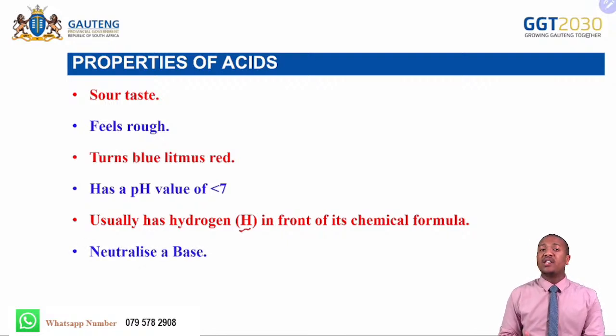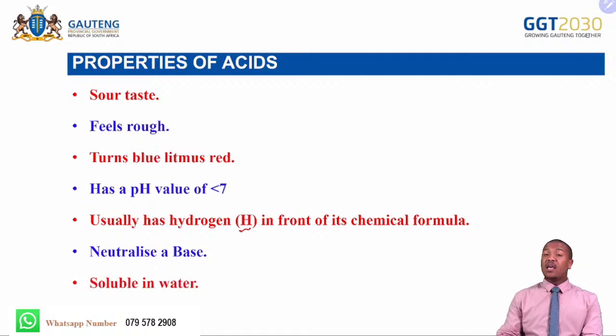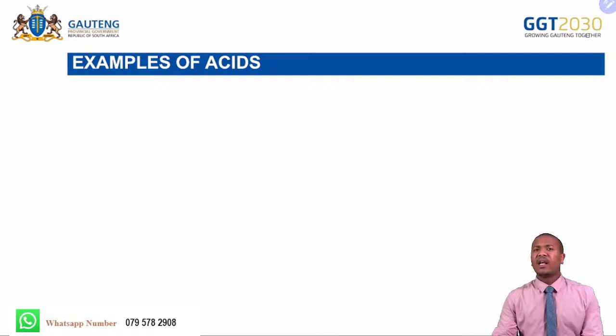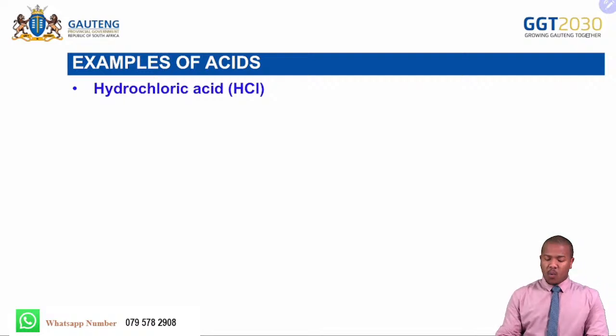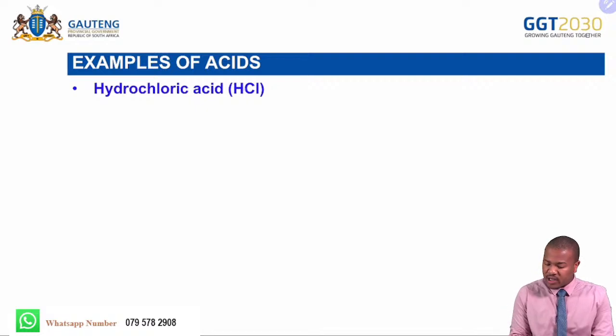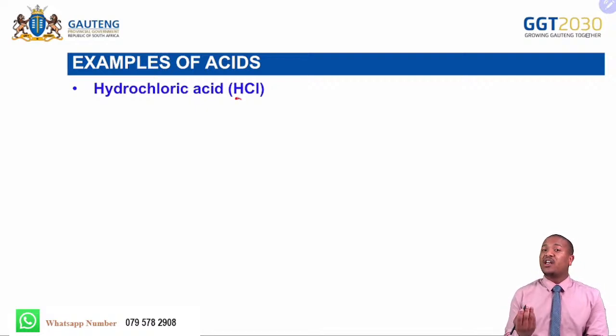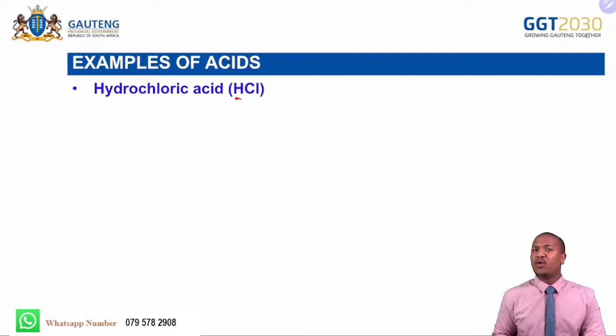Also, they can neutralize a base, meaning they can make a base become weak, right? And lastly, they are soluble in water. Now, examples of these acids that we're talking about. The first one there, hydrochloric acid, which is the acid that we find in our stomachs, right? Now look at this. It has hydrogen in front of the chemical formula.